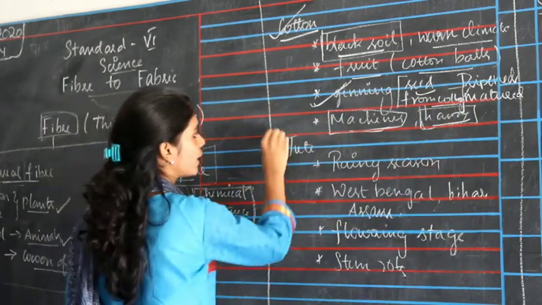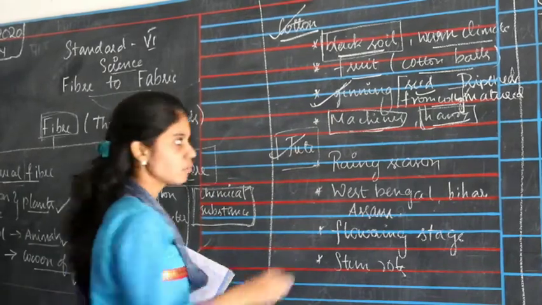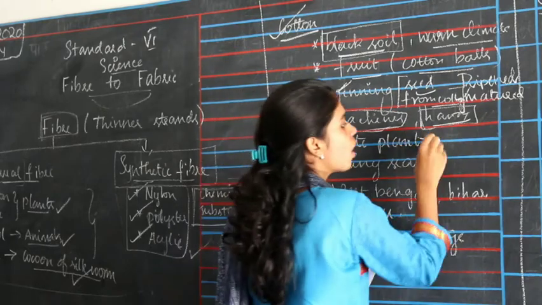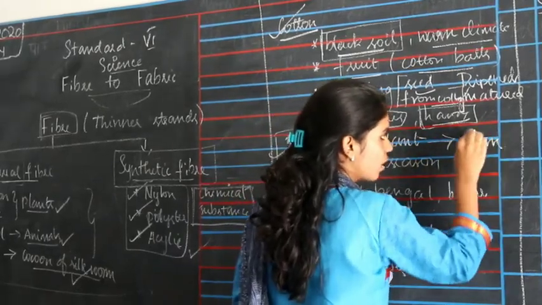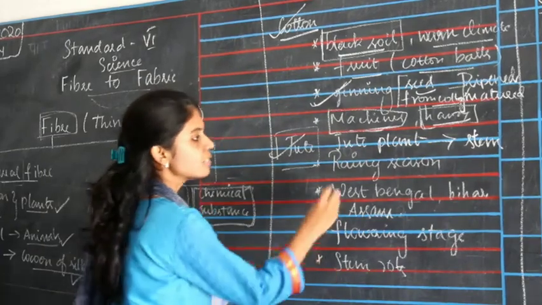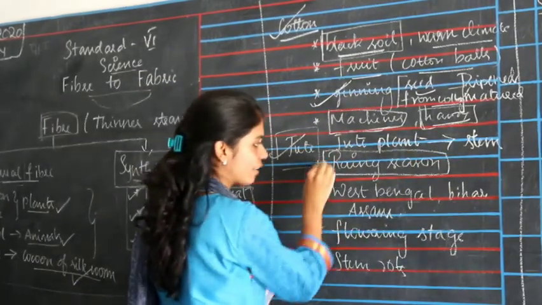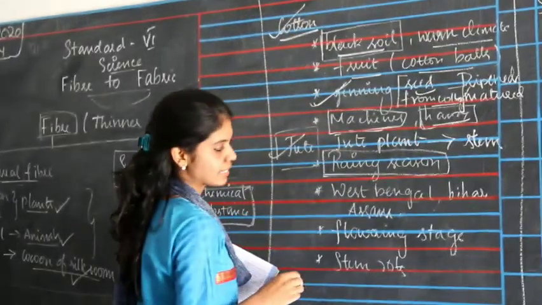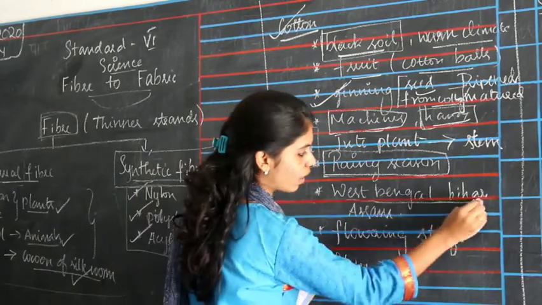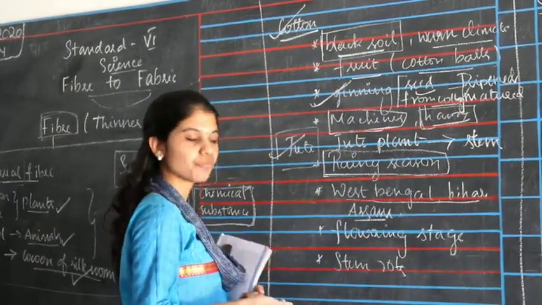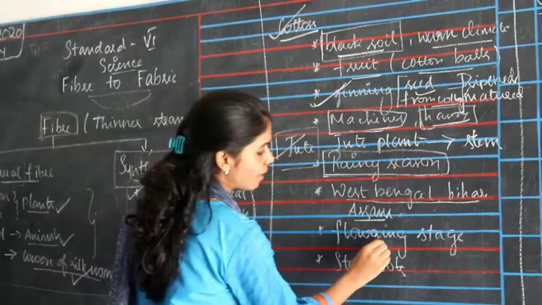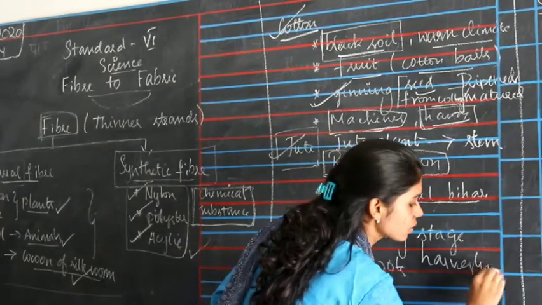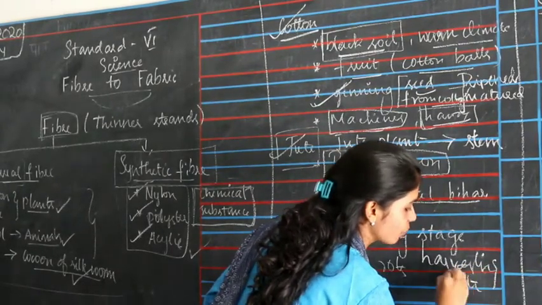Now we are going to look into jute. Jute is obtained from the jute plant. It is actually got from the stem of the jute plant. It is cultivated during the rainy season because it needs more water, and it is grown in West Bengal, Bihar, Assam. These are the places where we can find more jute plants. During the flowering stage only, we harvest this jute plant for jute.